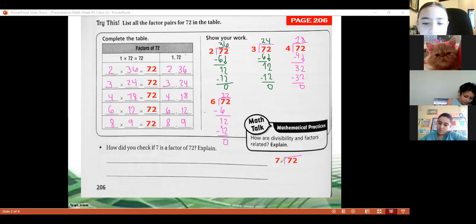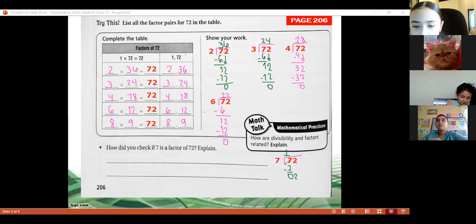7 can be divided by 7. Yes. 7 times 1 is 7. So let's do it here. 7 times 1 is 7. So 7 minus 7 is 0. And now we put down the next digit, that is number 2.